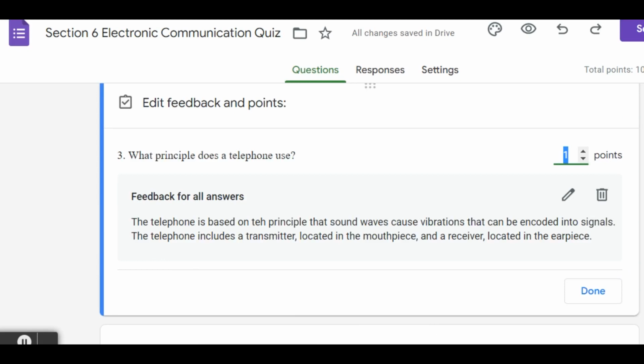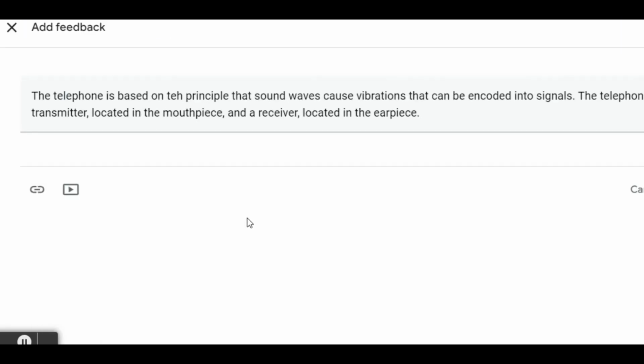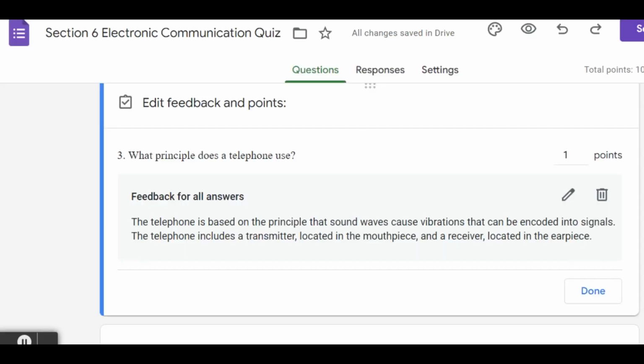Number 3, what principle does a telephone use? The telephone is based on the principle that sound waves cause vibrations that can be encoded into signals. The telephone includes a transmitter located in the mouthpiece and the receiver located in the earpiece.